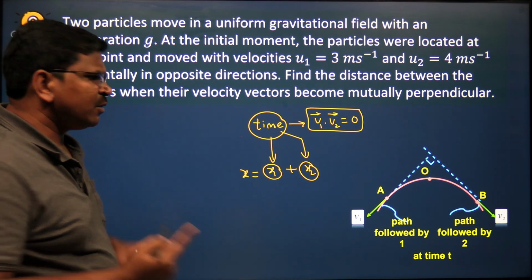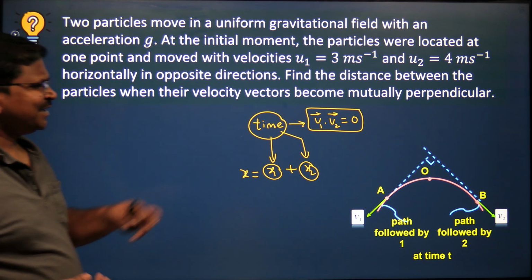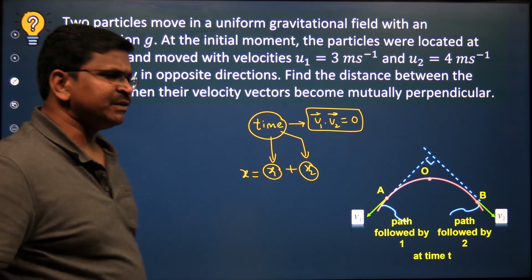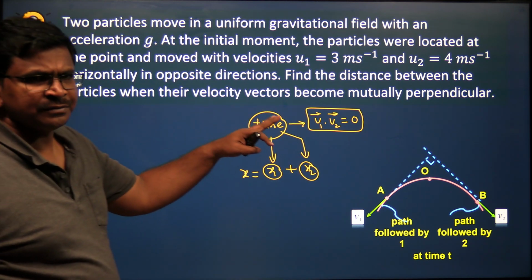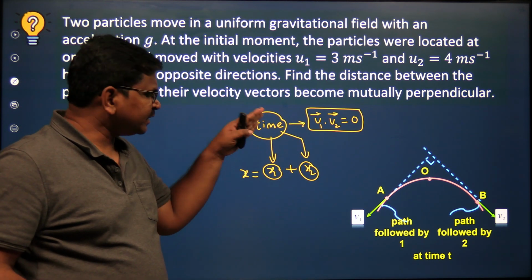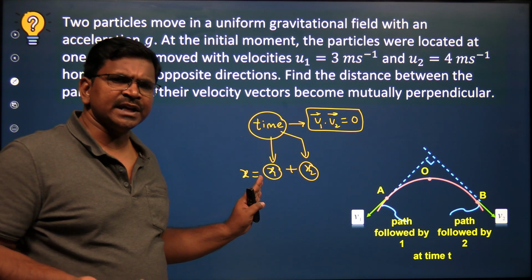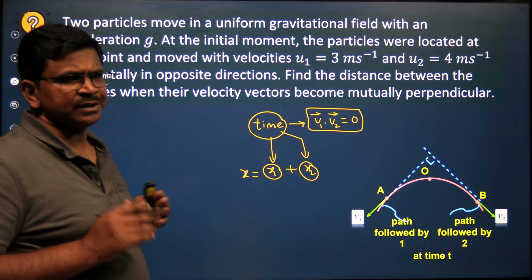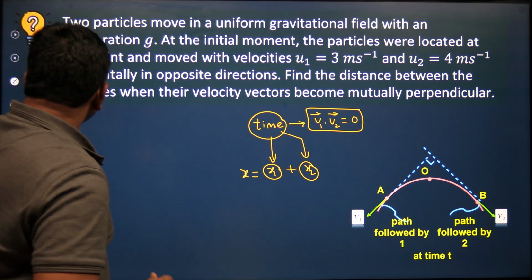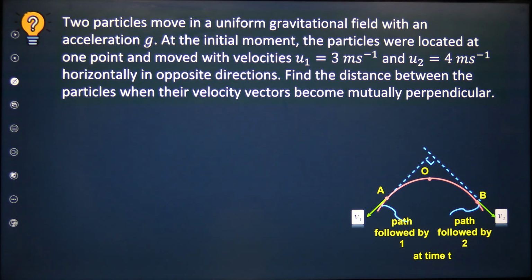Simple idea. And now the next thing is the labor work. You take V and U first to find out what V1 and V2 are, then do the dot product, then find time t, and after that obtain x1 and x2, and then add them. That is your answer. Simple. Now let me show you that solution part here.